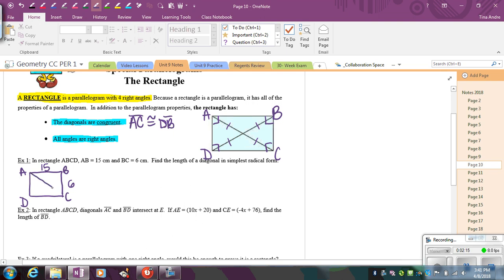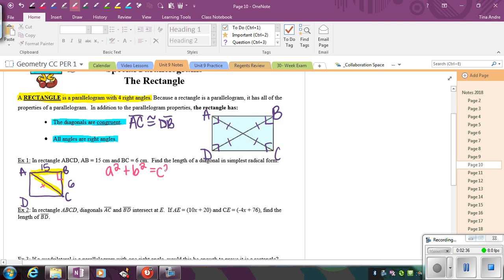I'm going to go ahead and find the length of AC, because then hopefully what you're seeing here is a right triangle. Because remember, we have four right angles, so really what this becomes is a Pythagorean theorem problem. So I can go ahead and plug into the Pythagorean theorem.